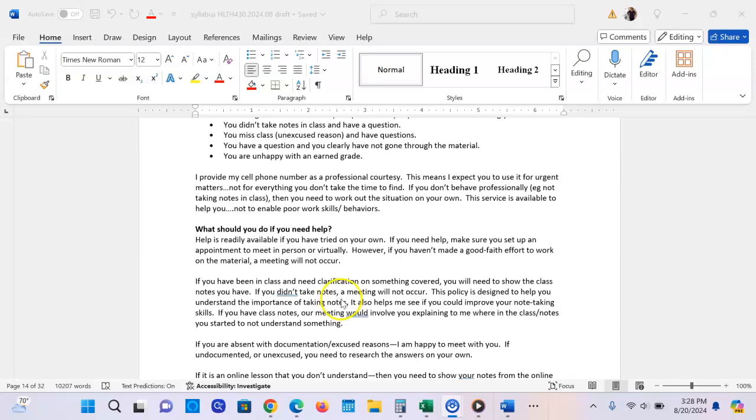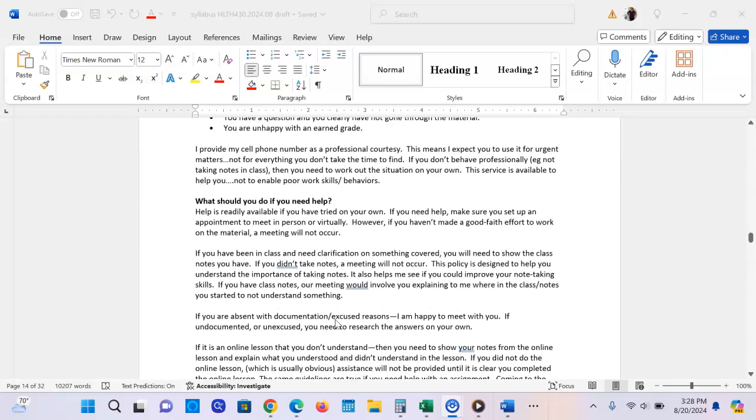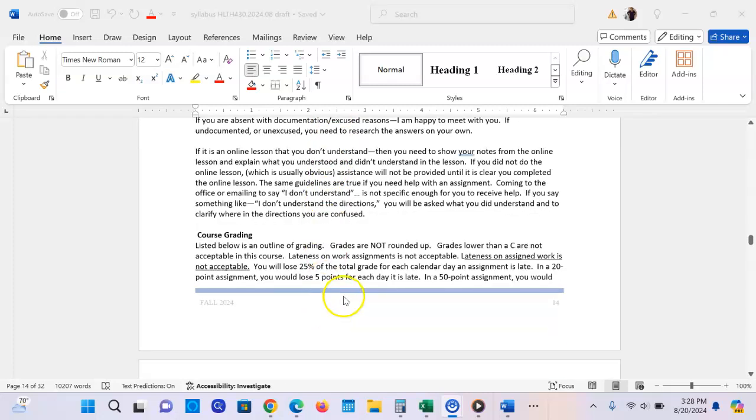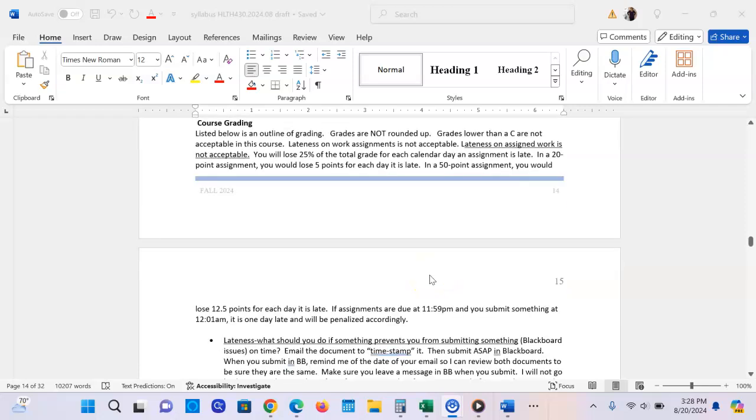But if you do not have notes for a class and you don't understand something, then you need to figure it out because you will not have personal lessons if you don't take notes. However, if you have notes and you don't understand something, make sure you set up an appointment so we can help you. Course grading, grades are not rounded up. They are what they are.